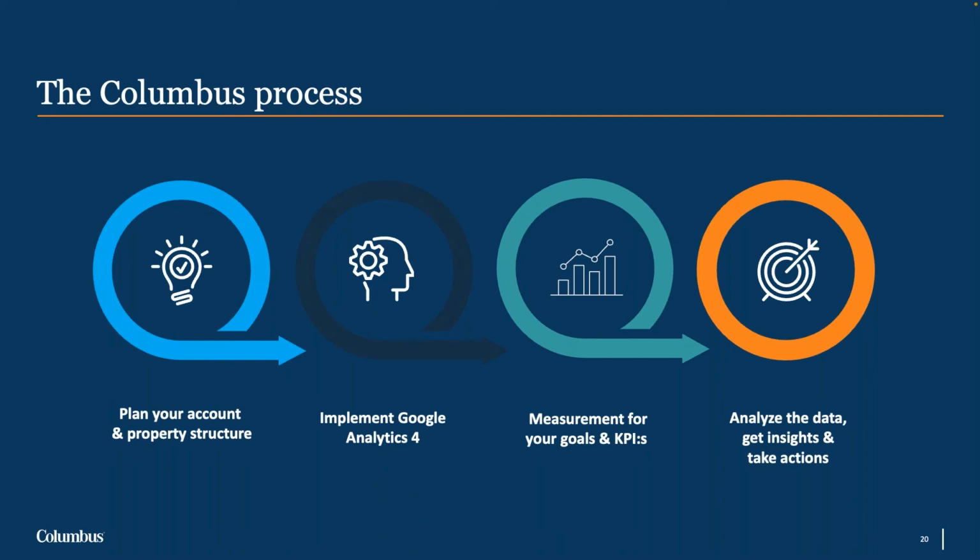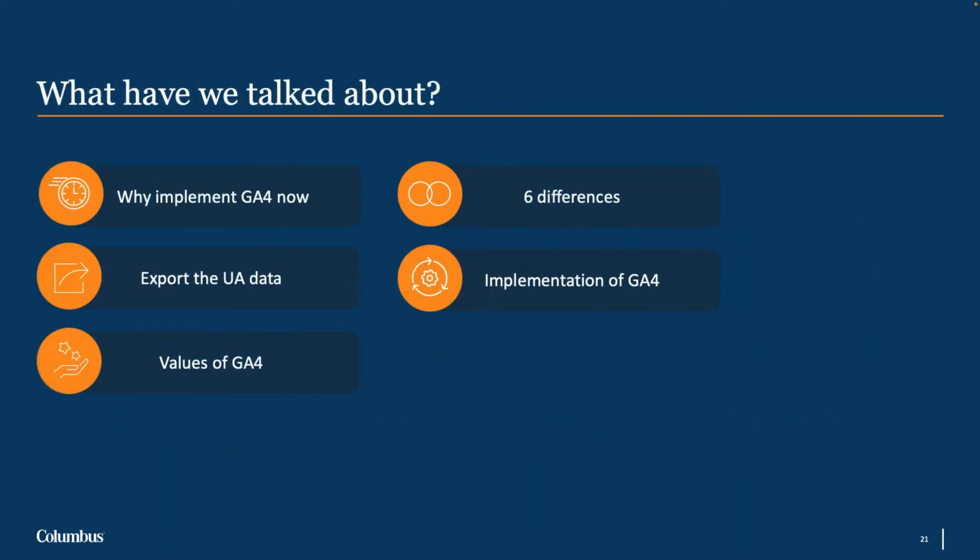Anders, will you guide us through all the areas we've talked about today? Yes. So as a bit of a summary, during this webinar, we have talked about why it's urgent to implement GA4 as soon as possible. And we've also covered what happens to the Universal Analytics data once it stops tracking. And we looked a bit at what values GA4 brings and some of the biggest differences. And finally, the analytics maturity journey and Columbus' process for reaching the main goal of GA4, meaning taking the correct actions based on data-driven insights from all steps of the customer journey.